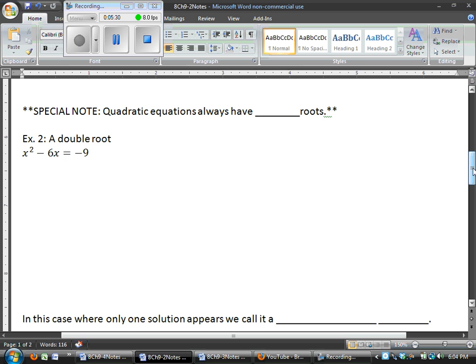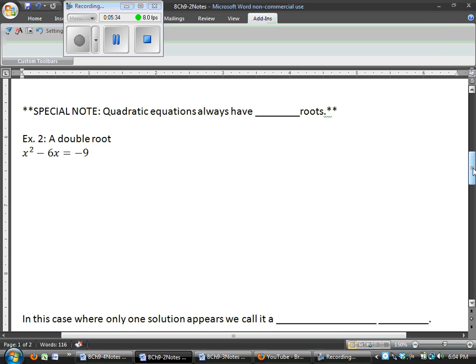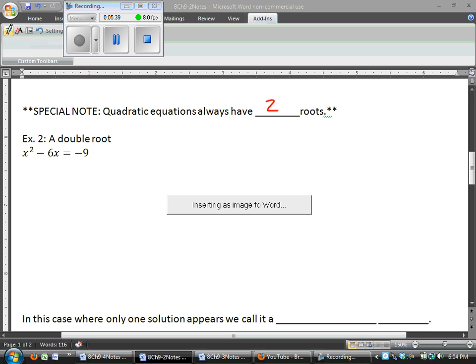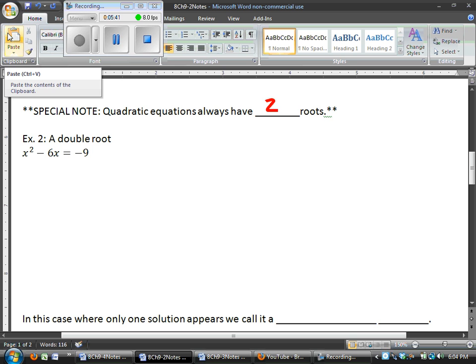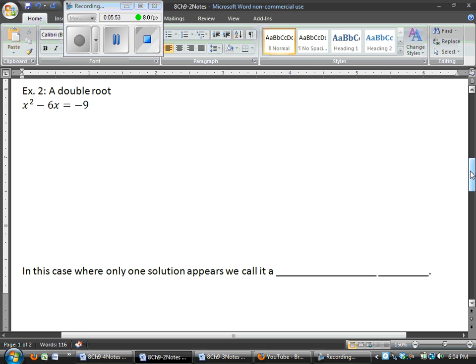Now, special note here: quadratic equations always have two roots or two zeros. They always have two solutions, and you'll see in the future in Algebra 2, maybe pre-calculus somewhere in there, that a polynomial always has the same number of solutions as its largest exponent.